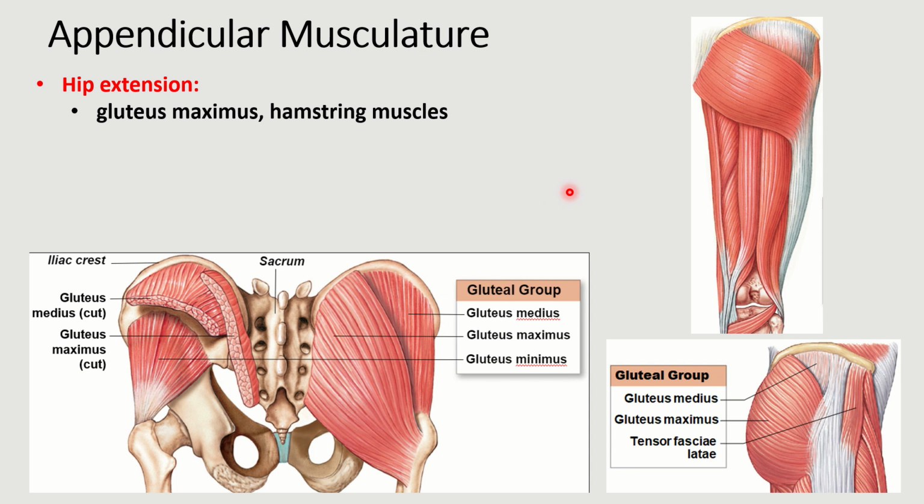Here you see some different movements. So one is the hip extension. So gluteus maximus is responsible for that. This is a cut of gluteus maximus. This is another view. And hamstring muscles. So hamstring muscles are located in the posterior part of the thigh. So this is the biceps femoris, semitendinosus and semimembranosus.